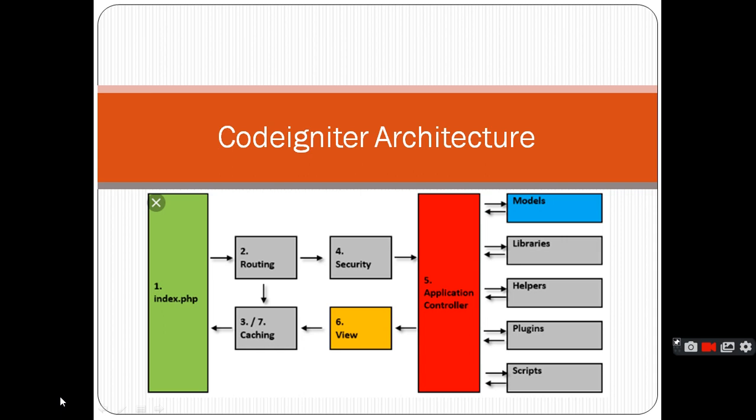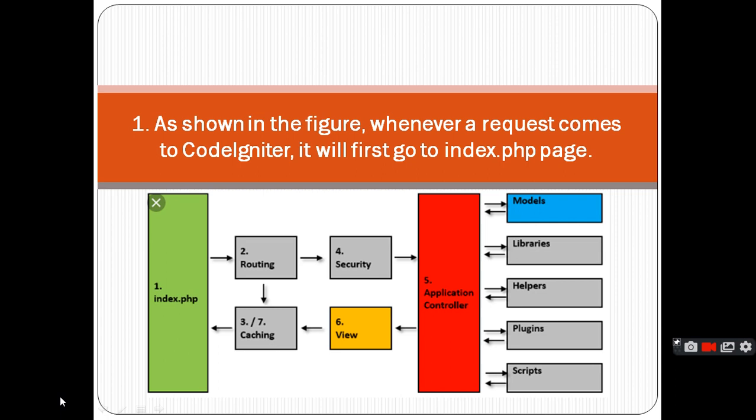If you observe carefully in the diagram below, some numbers are there: 1 for index.php, 2 for routing, 3 or 7 for caching, 4 for security, 6 for view, and 5 for application control. Let us see them number-wise.